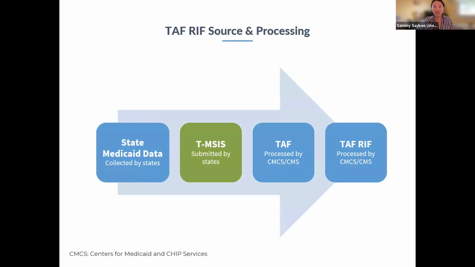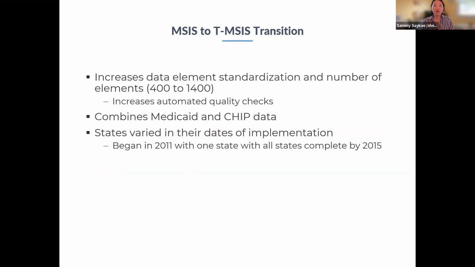Now let's transition into T-MSIS. Before T-MSIS, there was MSIS. This was the source of Medicaid research data and still is the source if you have to work with MAX data. Some of the major differences between MSIS and T-MSIS are the number of data elements and the increase of automatic quality checks. In MSIS, there were 400 data elements. In T-MSIS, there are 1,400. T-MSIS now combines Medicaid and CHIP data.